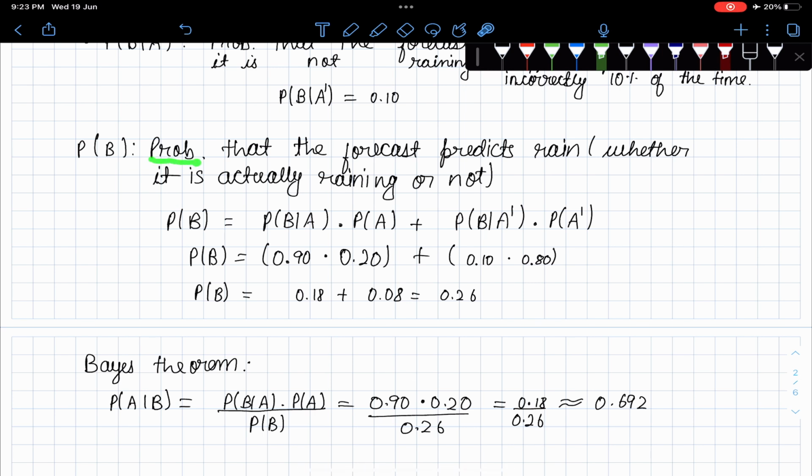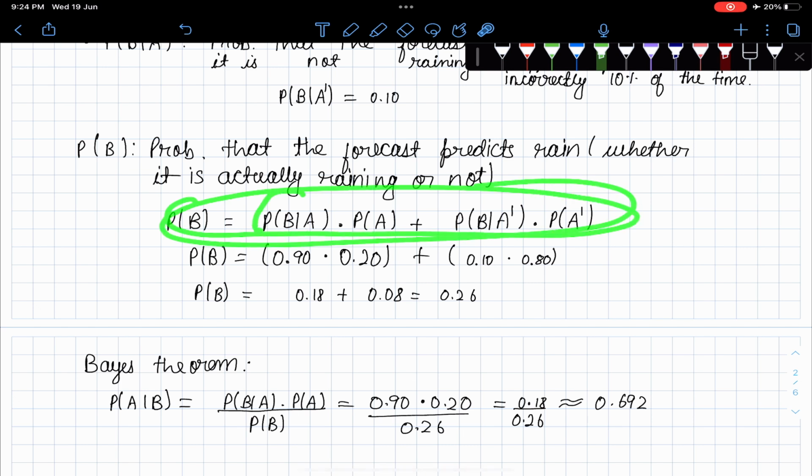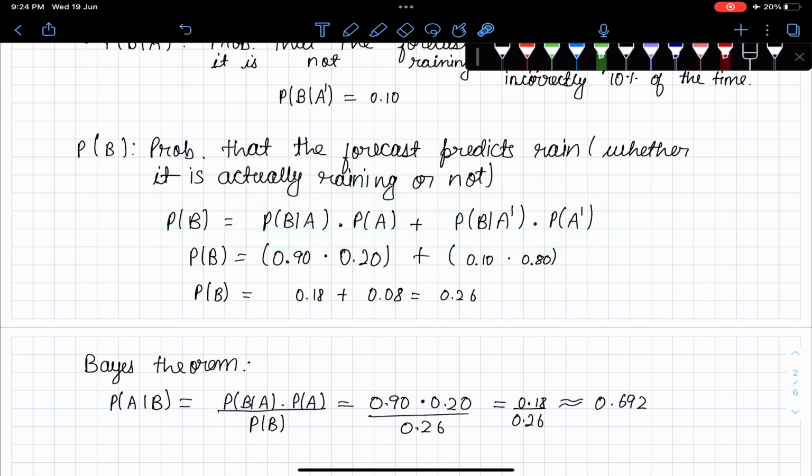So the probability that the weather forecast predicts rain, whether it is actually raining or not. We would have all the probabilities in which it is raining or not raining, and we will first multiply them and then add up. This is how we do it.